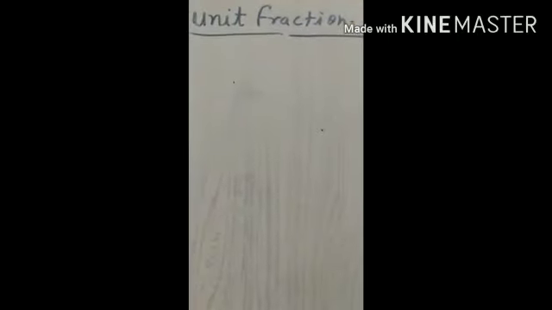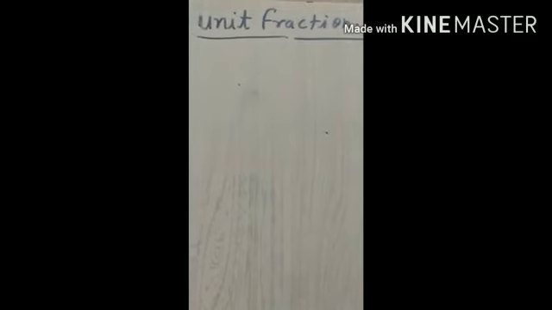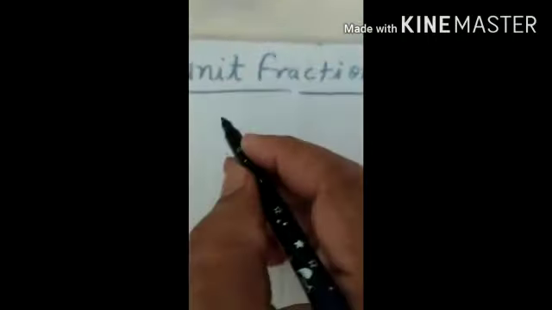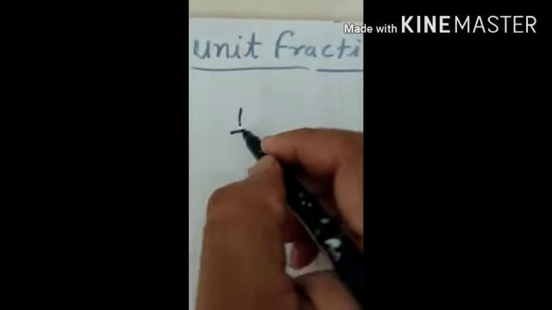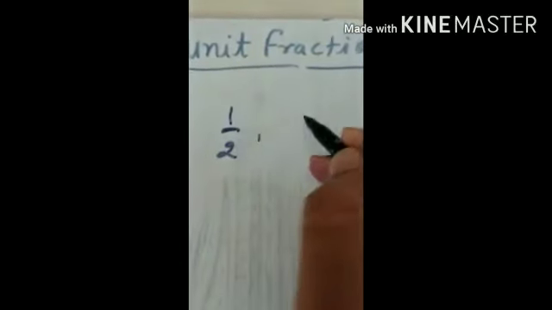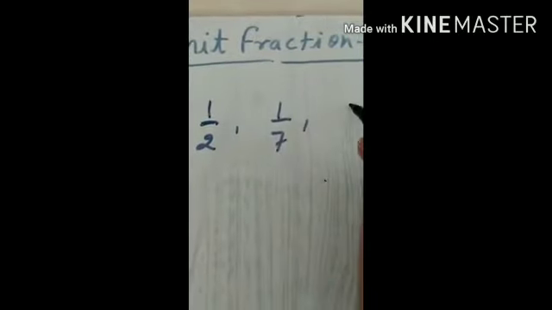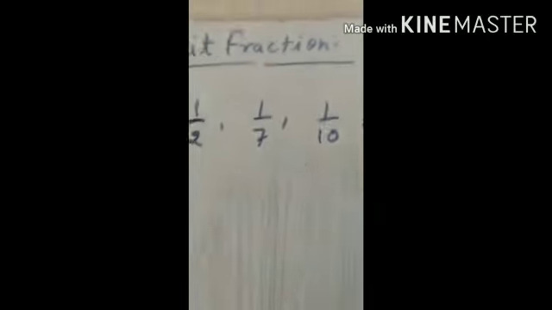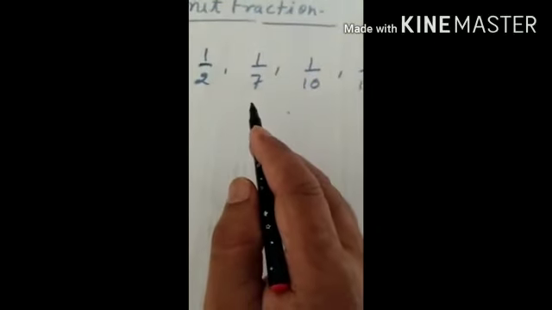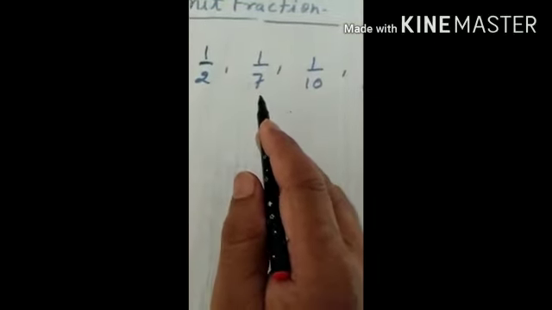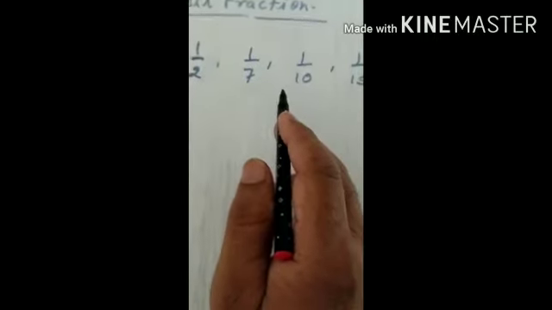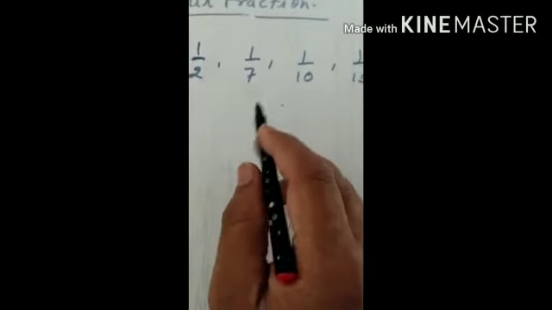Unit fraction. The fraction whose numerator is 1 is called a unit fraction. For example, 1 by 2, 1 by 7, 1 by 10, 1 by 15. In these fractions, all have 1 as a numerator. So these fractions are called unit fractions.